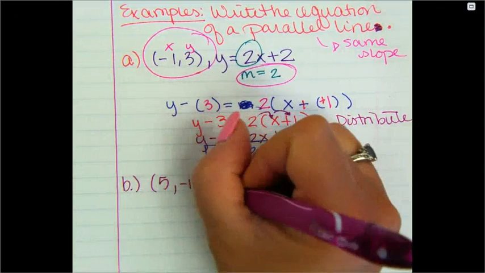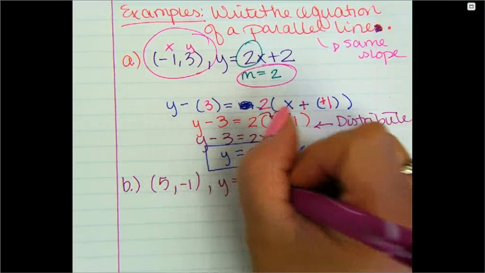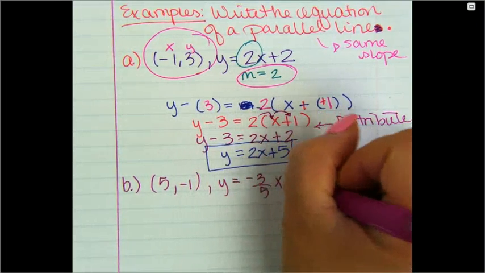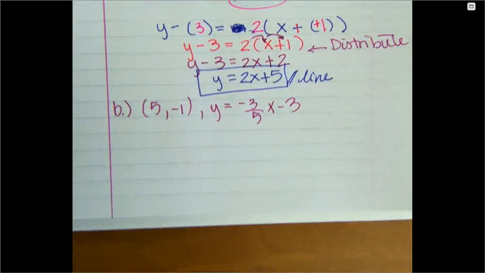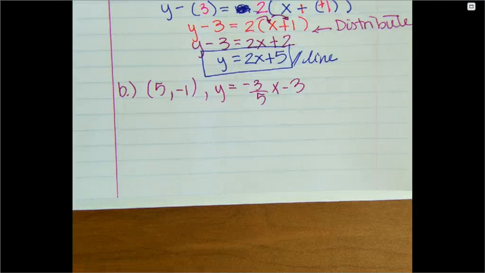Five, -1. My line is y equals -3/5 x minus 3. I want you to start it. Yes, it has a fraction slope. That's fine. But you're going to start it.